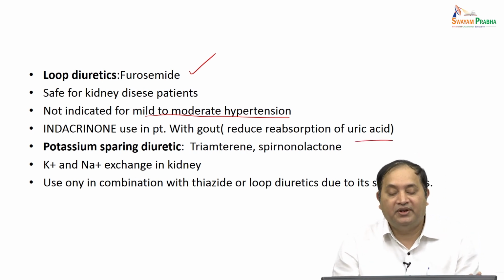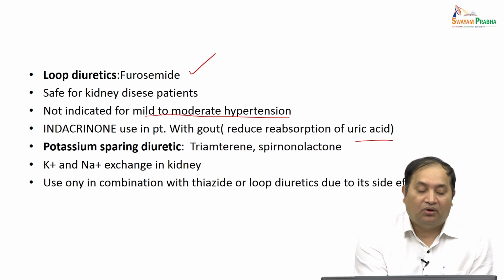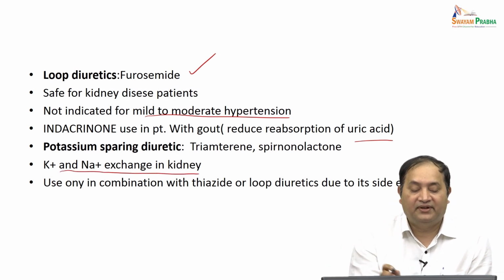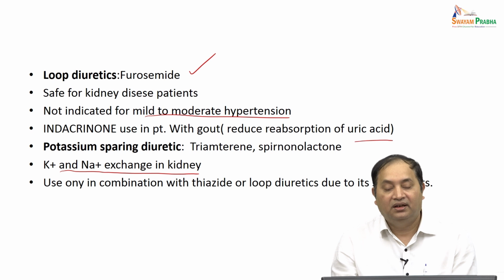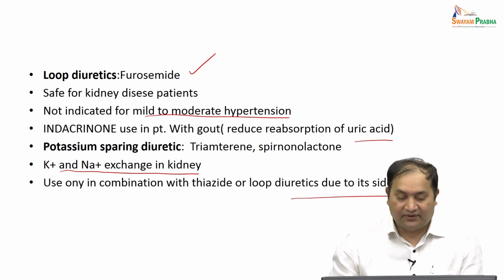So, we have potassium sparing diuretics like triamterene or spironolactone, and they also help in potassium and sodium exchange in the kidney, used only in combination with thiazide diuretics or loop diuretics due to their side effects.